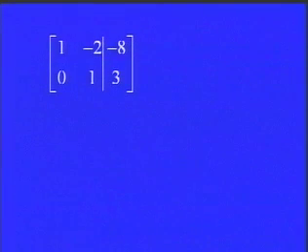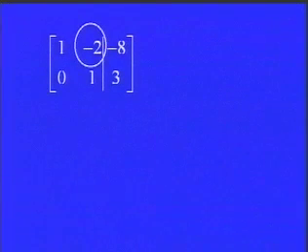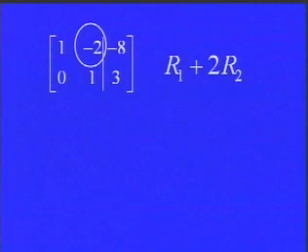All right, and last, I want to get rid of the -2. Notice I'm in column 2. I have a 1 just below it in row 2. Column 2, use row 2. Again, there's that same kind of pattern. So I want to do row 1. Remember, I want to change row 1, so I put it first, plus 2 times row 2.